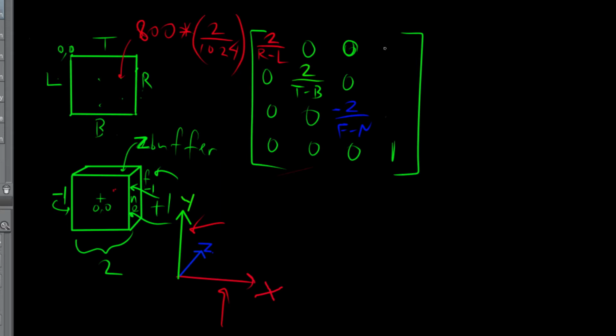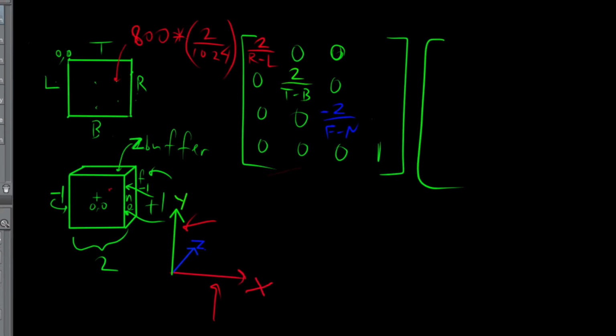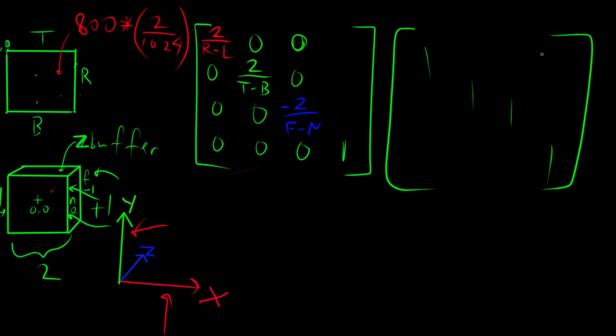Our translation would be, we want to go -1, so -1 here, and actually let's put this in the correct sort of way. So what we should have is translation, basically this identity matrix, and what we want is the negative of left plus right divided by 2 to get the middle, right? And we want to do the same for the negative of top plus bottom divided by 2, and the negative of far plus near divided by 2. Sorry if this is really messy.